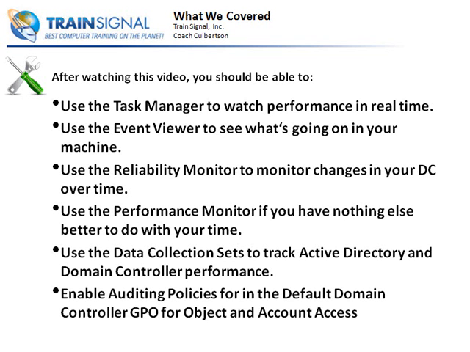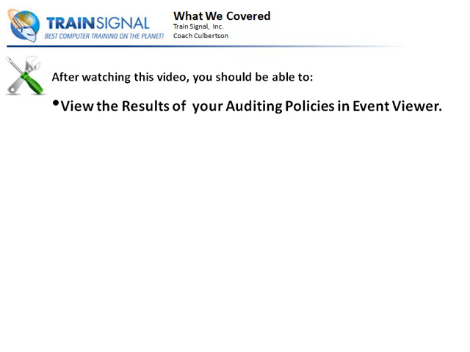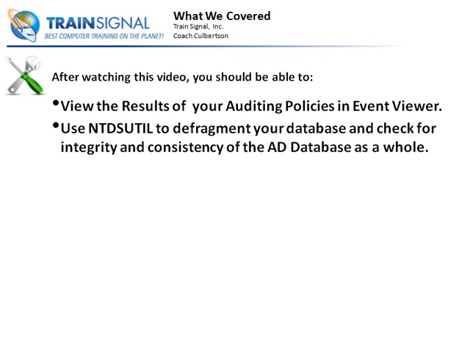You should be able to enable the auditing policy for the Default Domain Controllers GPO or for the default domain for object and account access through directory service access. You should be able to view the results of your auditing policies in the Event Viewer. I showed you how to do that. Remember, that is in the Security log. And also, I've shown you how to use ntdsutil to defragment your database and check the integrity and consistency of that database as a whole.